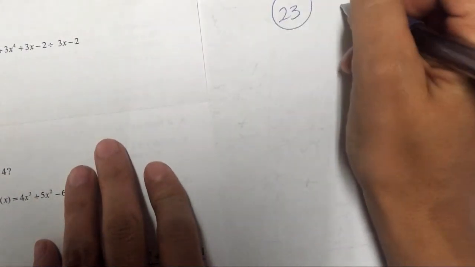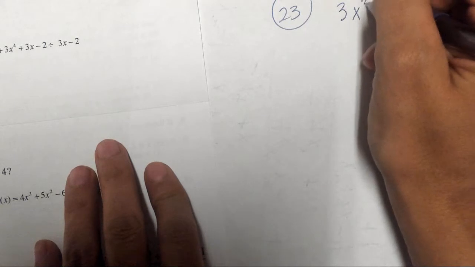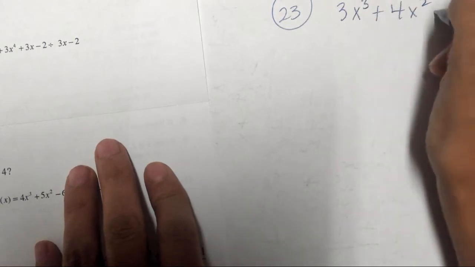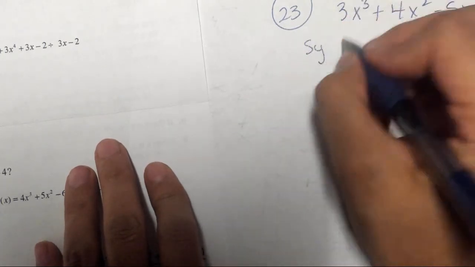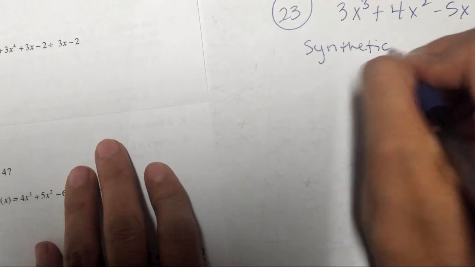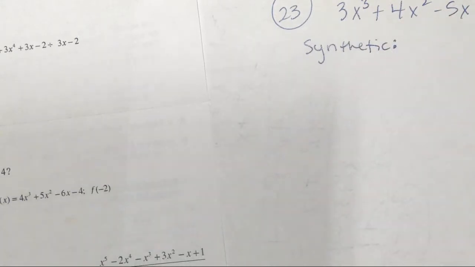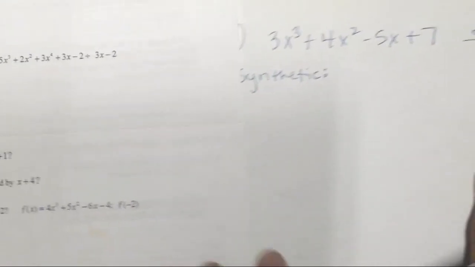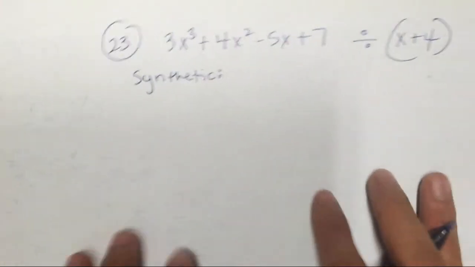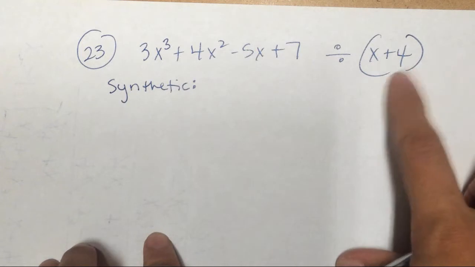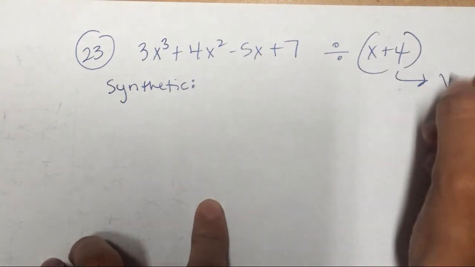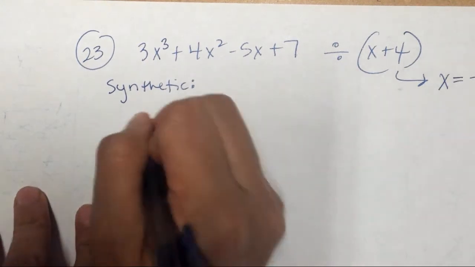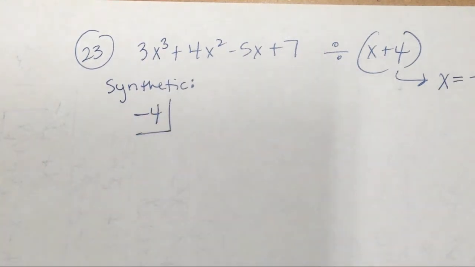Number 23 says, what is the remainder when you have 3x cubed plus 4x squared minus 5x plus 7, divided by x plus 4. So I'm going to use synthetic division. And how I'm going to do this, guys, is you check what would make this factor 0. Sorry, I didn't realize y'all couldn't see. What would make this factor 0? This would be your x is negative 4. So that's what I'm going to put in my little box, negative 4.